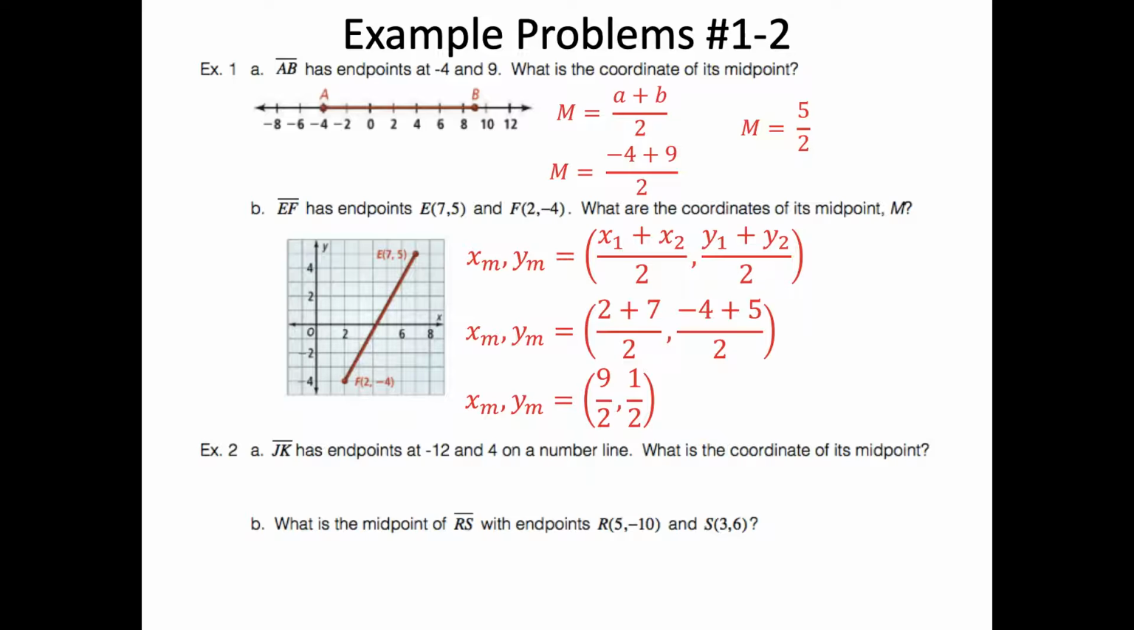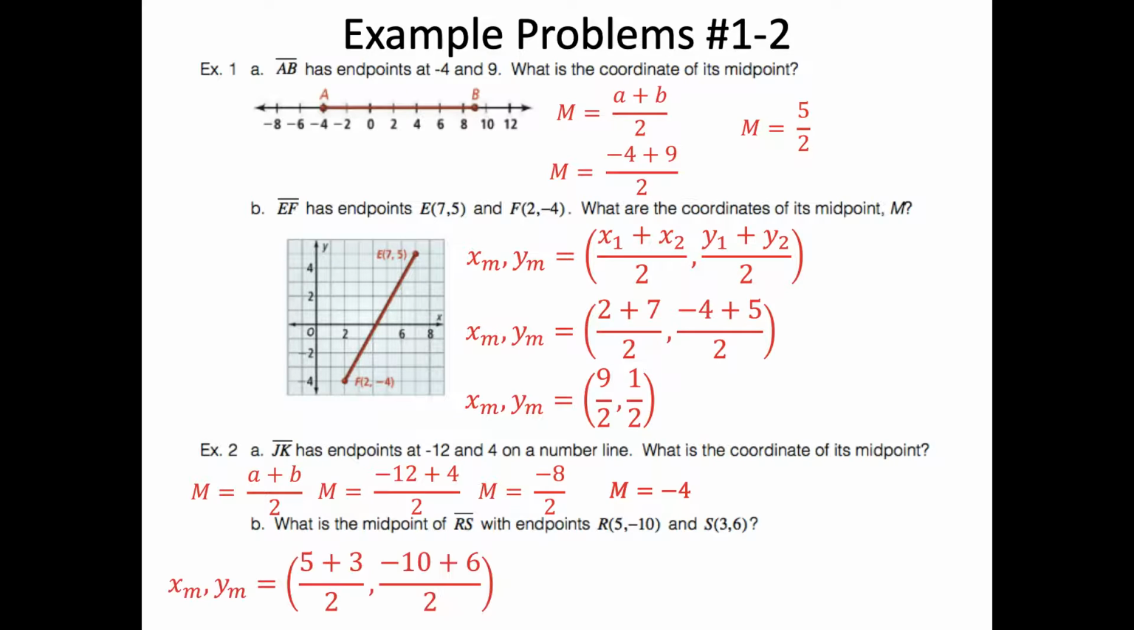JK has endpoints -12 and 4 on a number line. What is the coordinate of its midpoint? Well, again, just take -12 and 4 and add them up. That's going to get you -8 over 2, which is -4. And what is the midpoint of RS if it's got points of (5, -10) and (3, 6)? Again, I just want to add them up and divide by 2. So that's going to get me 8 over 2 and -4 over 2, which is just (4, -2).